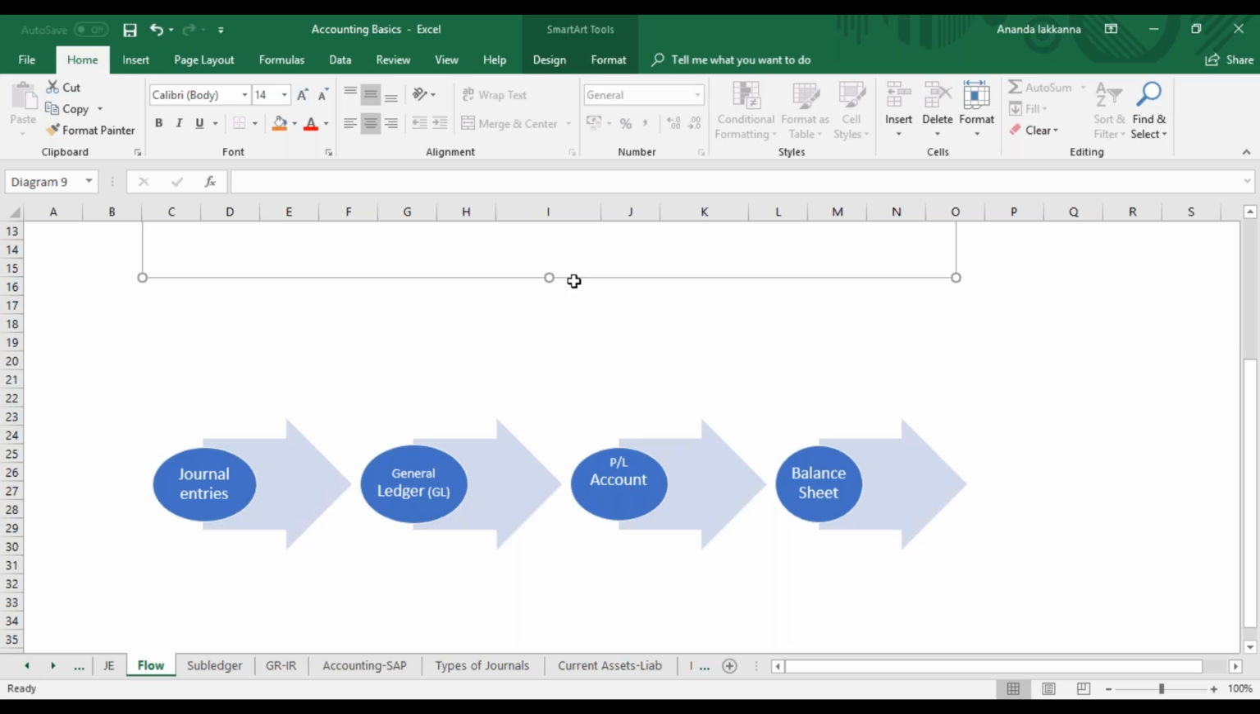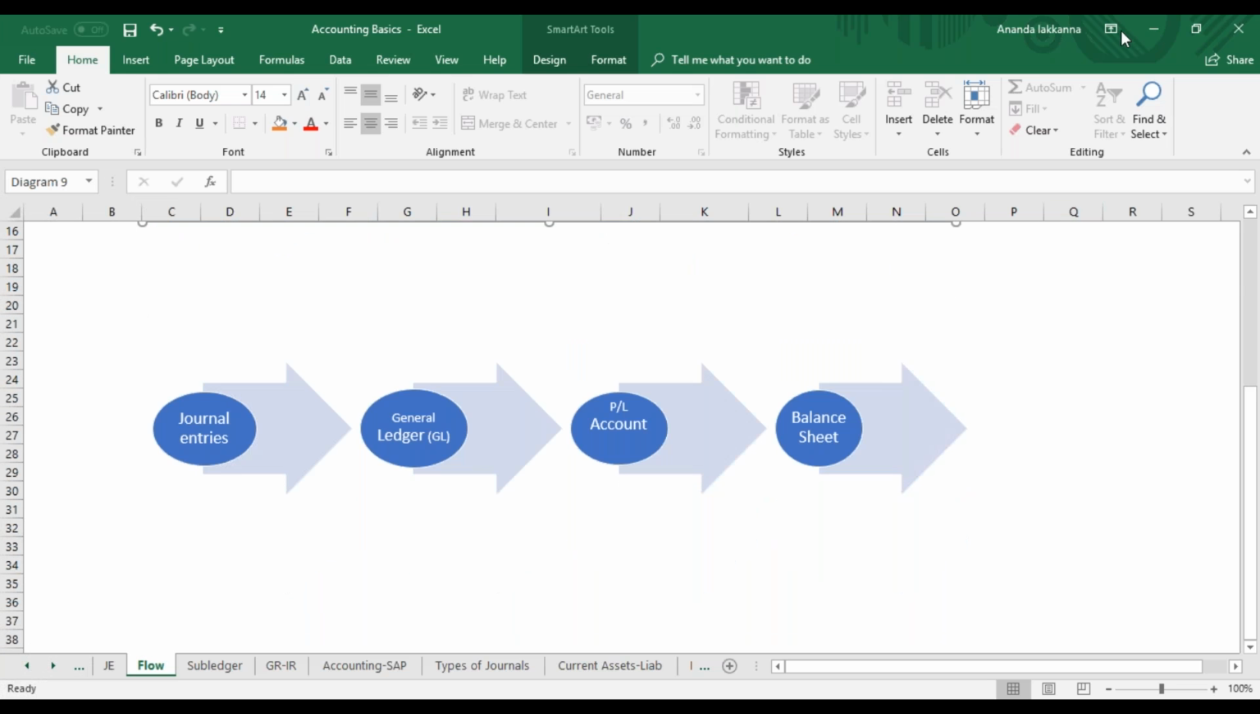Ultimately, the P&L account balances also are going to update in the balance sheet. Once the year is completed, it's going to be a new year, new operations, but the balance sheet status will be there. I believe these things help you in understanding accounting basics.